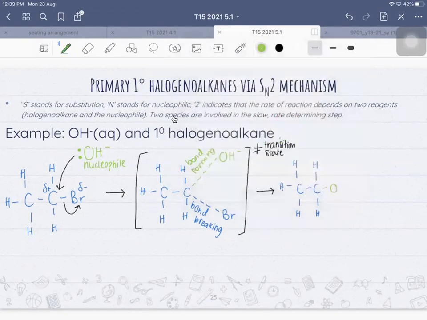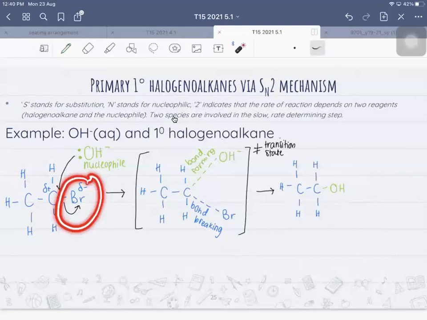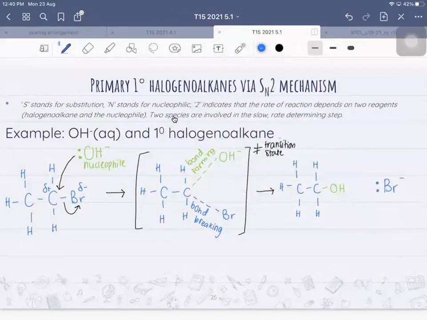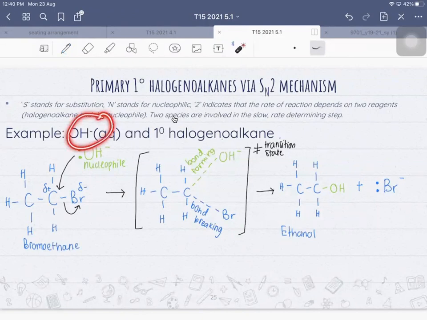So carbon-oxygen bond is the new bond formed. Don't forget your other product, that bromine, that partially negative bromine will now become a full negative charge of bromine. So you get an ethanol from bromoethane. Usually these hydroxide ions come with a counter ion like sodium hydroxide. So in your product, you will get a sodium bromide, right? If it comes with potassium hydroxide, in the product you will get potassium bromide, right?